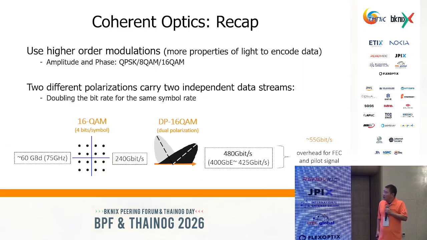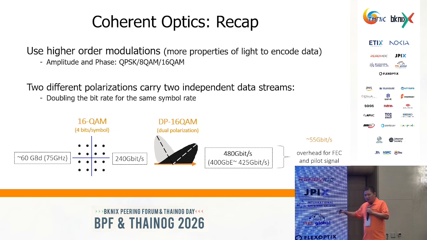So for those of you who are not familiar with coherent, especially the IP folks, if there are optical people, please forgive me, right? But this is mainly targeted towards the IP folks. Coherent optics, just a quick recap, we use multiple properties of light. People call it higher order modulation, but what we do is we not just use the brightness or amplitude of the light, we also try and use phase, right? The phase difference of the light to encode more data. The idea is if I have more properties of light, I can encode more data, which means I can carry more data.